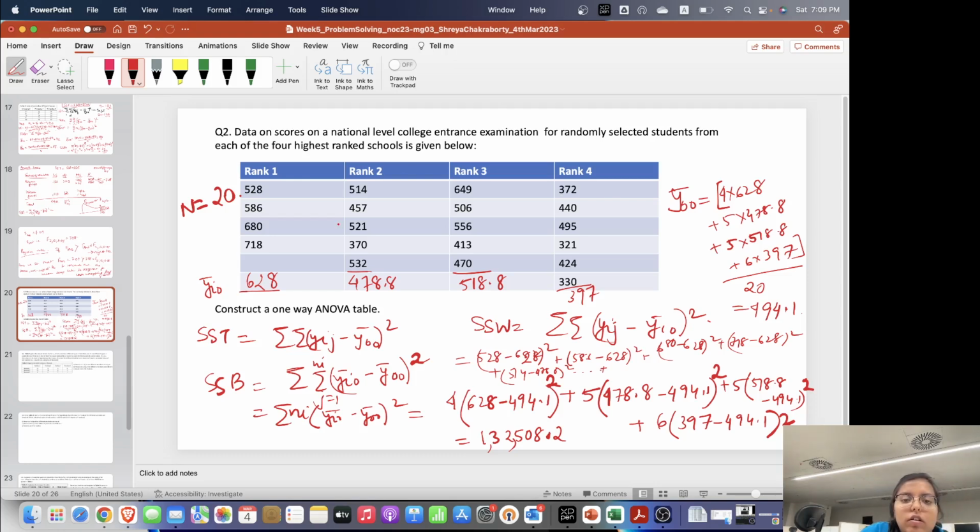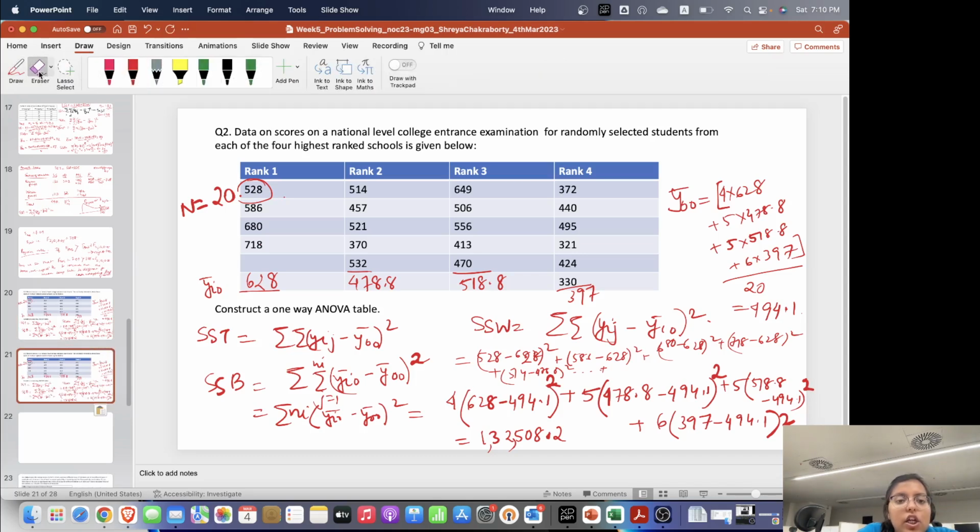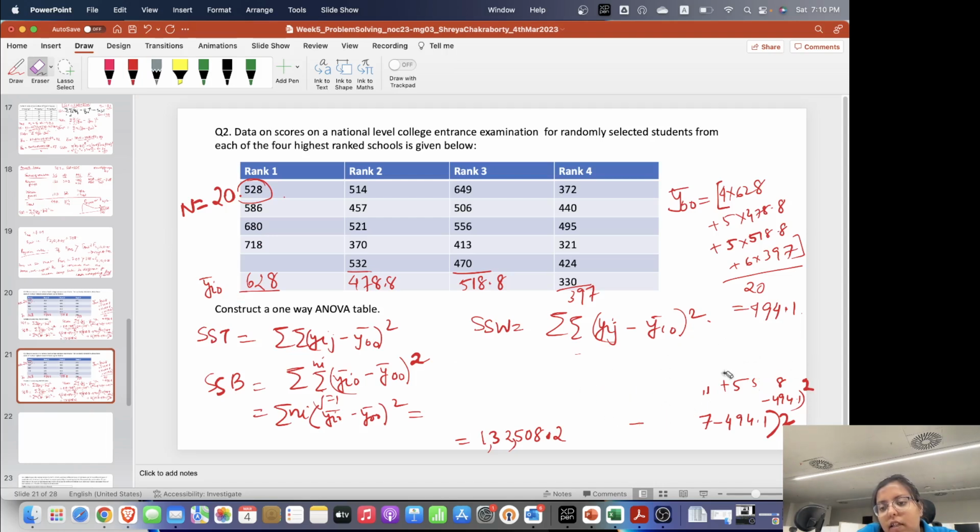So you understood how you have to calculate from each of the individual groups. You have to subtract the group mean, then square it and add it. So that's one way to go about this problem. Suppose you have been given data like this, and you have information. So we got SSB, we know how much it's coming to, we'll keep it at the side.